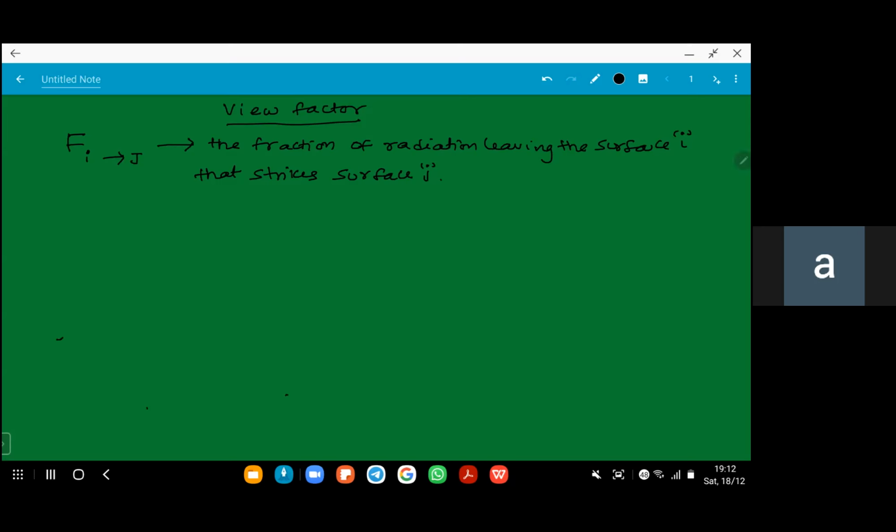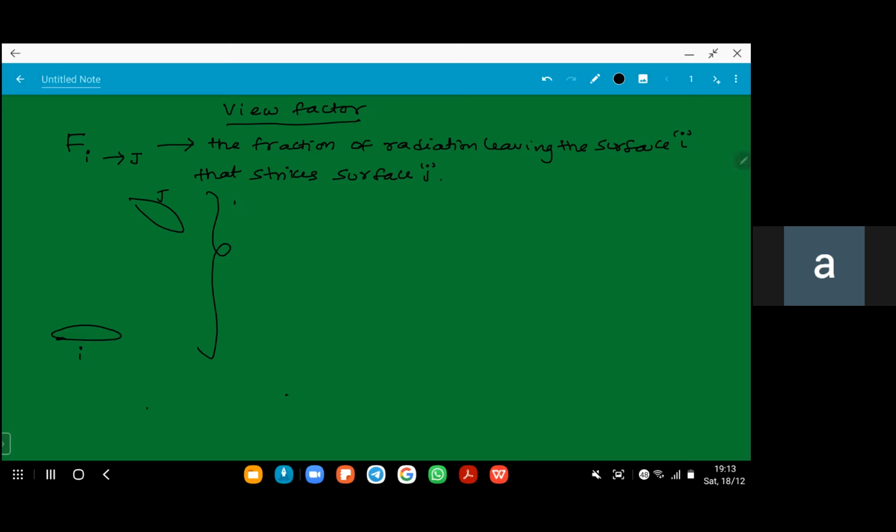Now, I refers to some surface like this, and J refers to some surface like this. Certain theorems are a must for you, without which you cannot proceed. For example, when you are solving circuit problems, network problems, you will use some network theorems. Likewise, I am giving you two theorems.